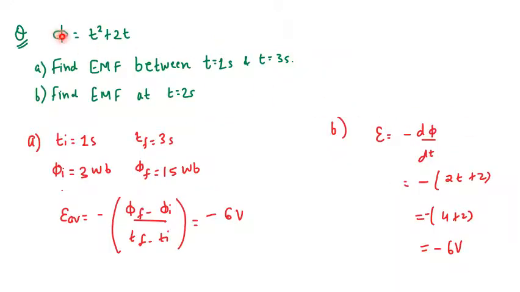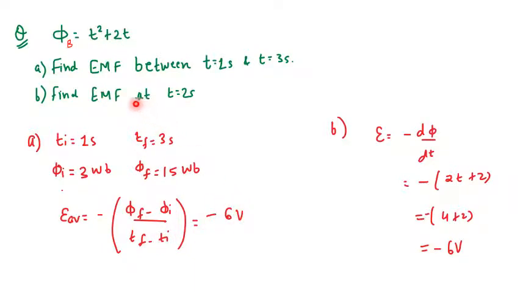Suppose magnetic flux through a coil is given by t square plus 2t. The value of flux depends on time, so flux is changing. If flux is changing, then EMF will be induced. Find EMF between 1 and 3 seconds. Initial time is 1 second, so initial flux will be 3 Weber, putting the value of time here. Final time is 3 seconds, so final flux will be 15 Weber. So average EMF will be minus of final flux minus initial flux upon final time minus initial time. It comes out to be minus 6 volt.